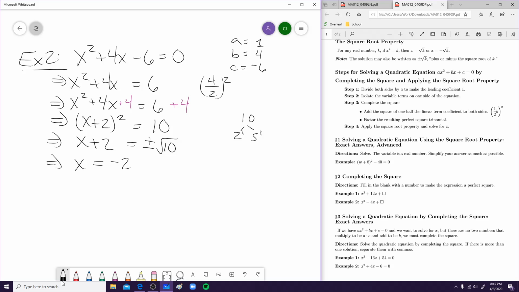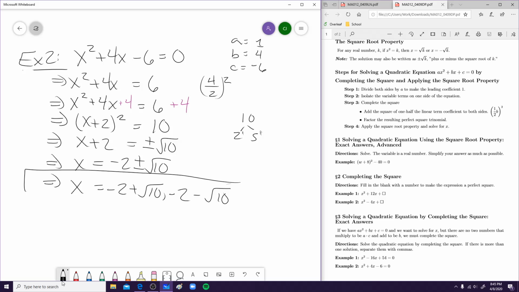So all we have to do is subtract 2 from both sides. Right, and this is our answer. So x is equal to negative 2 plus or minus square root of 10. That is also saying x is equal to negative 2 plus square root of 10 and negative 2 minus square root of 10. Right, and this completes section 7.1.